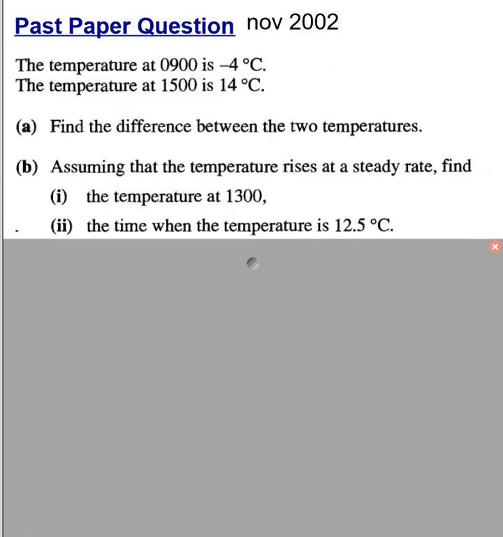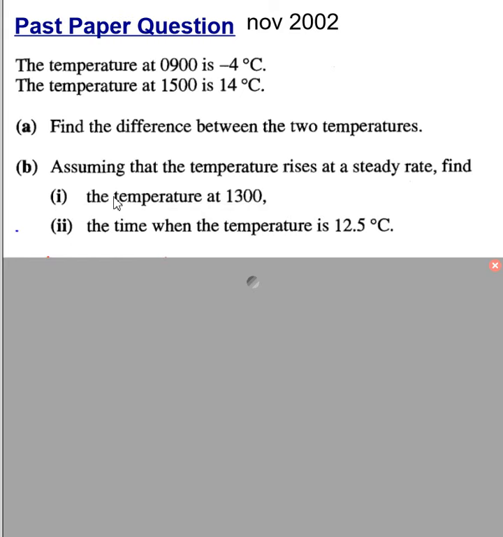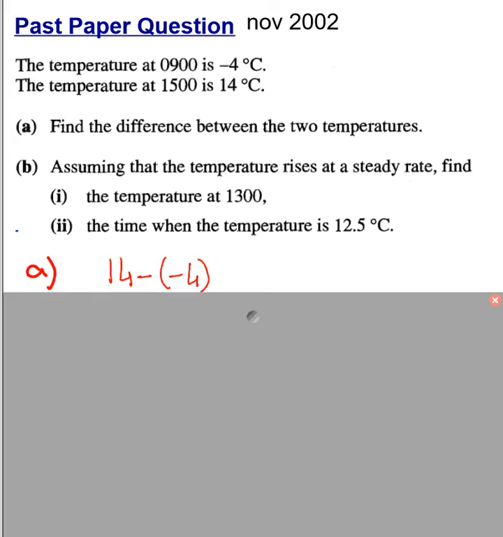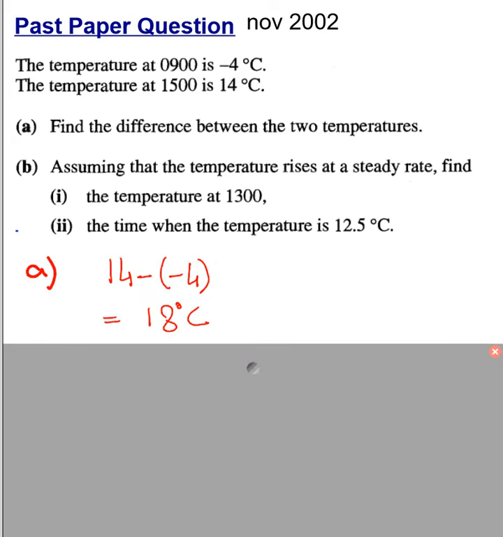So the next question is from November 2002. More or less the same, but the second part is a little interesting and is usually found difficult by students. The temperature at 9 o'clock is minus 4 degrees centigrade and at 1500, 14 degrees centigrade. We can see very clearly that the temperature is increasing gradually from morning till afternoon. From minus 4 degrees, it has reached 14 degrees centigrade. To find the difference between the two temperatures, we use the same logic, highest minus lowest, so it will be 18 degrees centigrade.